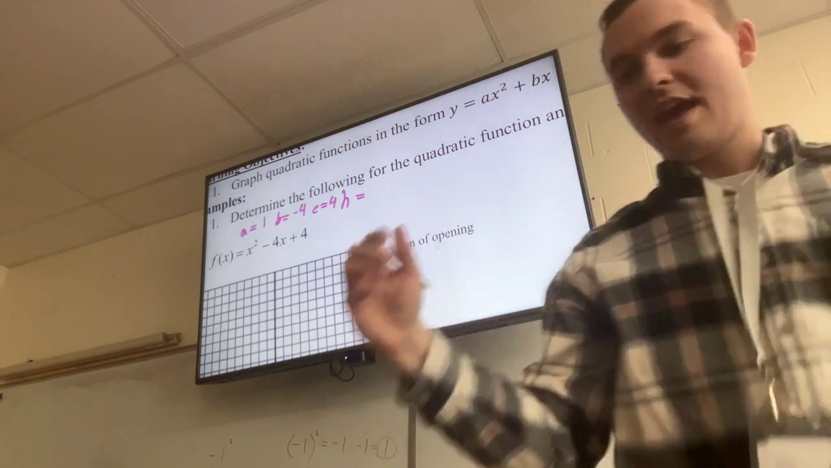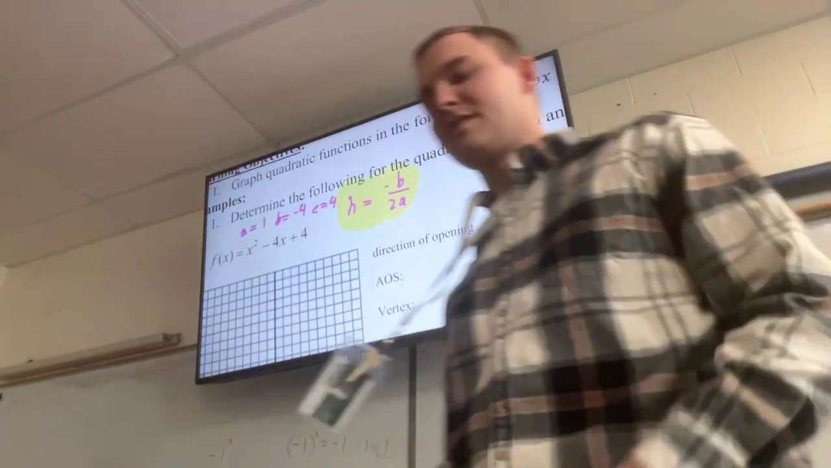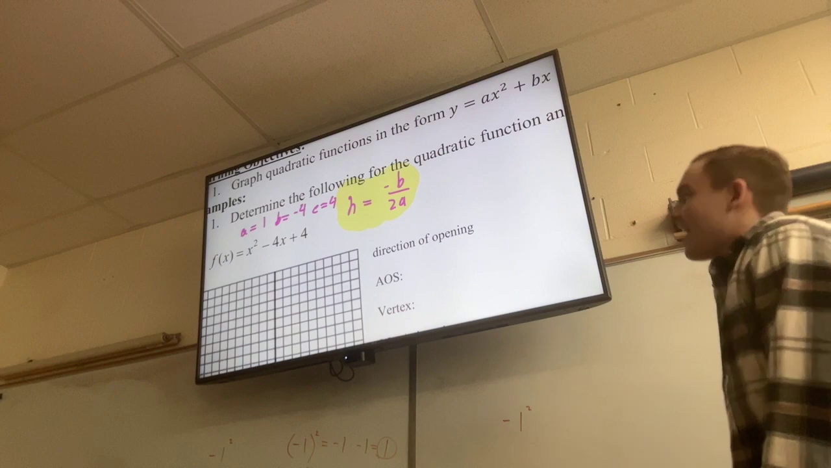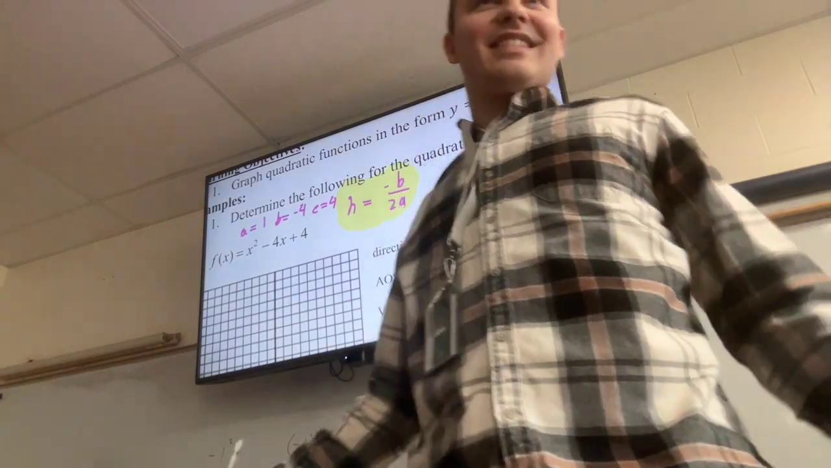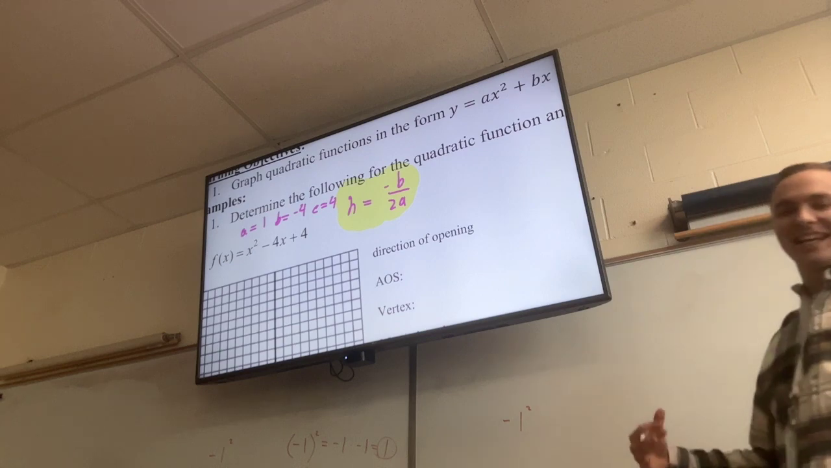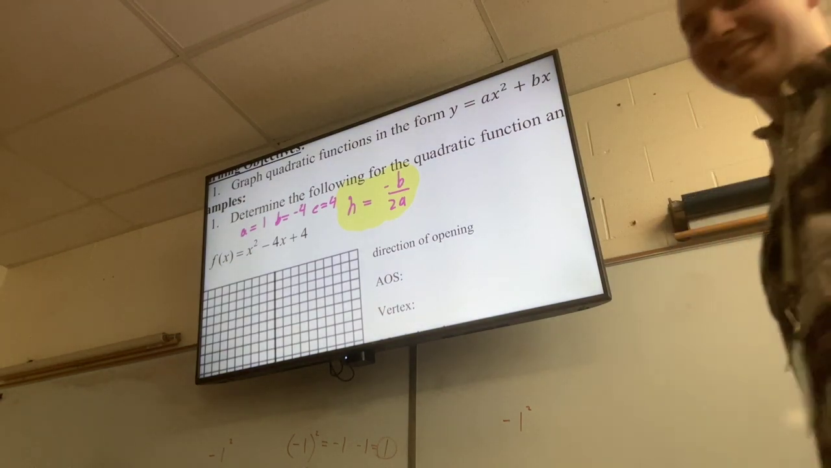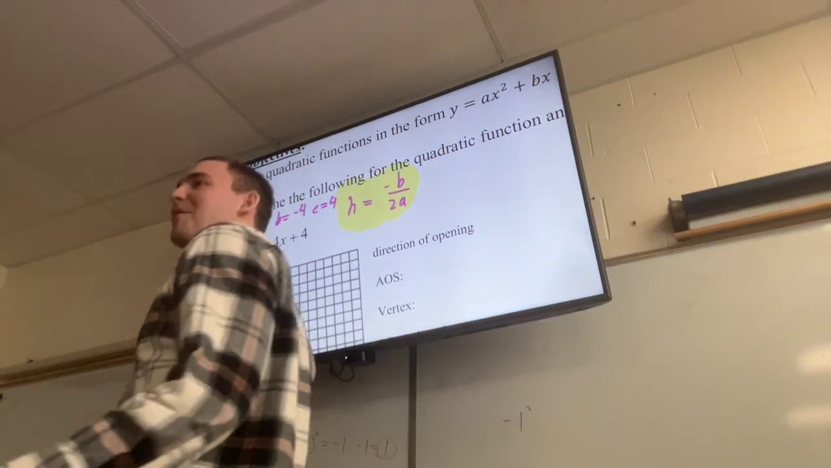H is going to be equal to the opposite of B over 2 times A. This is actually important, so write this down. Star it, highlight it, sign your name next to it. All right, get a tattoo of it. B over 2A. Guys, I got some ink. It's all math formulas. Got the quadratic formula.